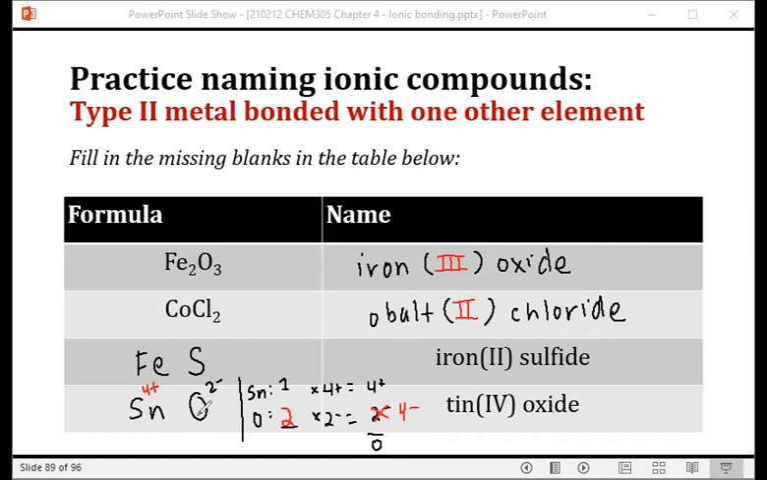So our formula ends up being SnO2. And again, when you write formulas, you don't include the charges. Those are just there to remind us what we're writing. So our final formula is SnO2. It takes 1 atom of tin with a charge of 4 plus and 2 ions of oxygen, each with a charge of 2 minus, to make a charge neutral ionic compound.